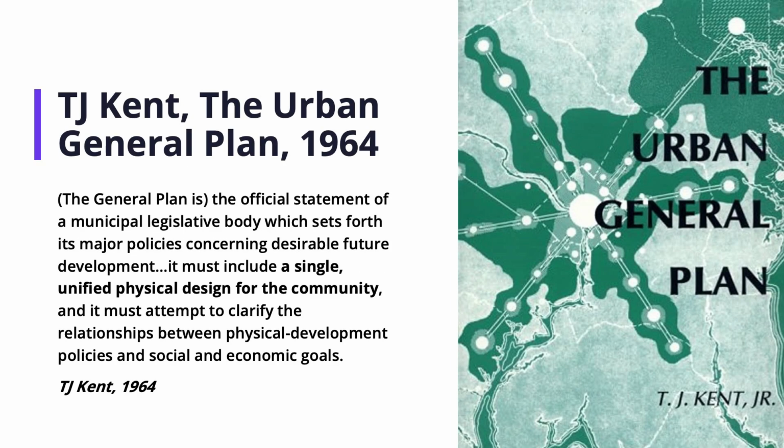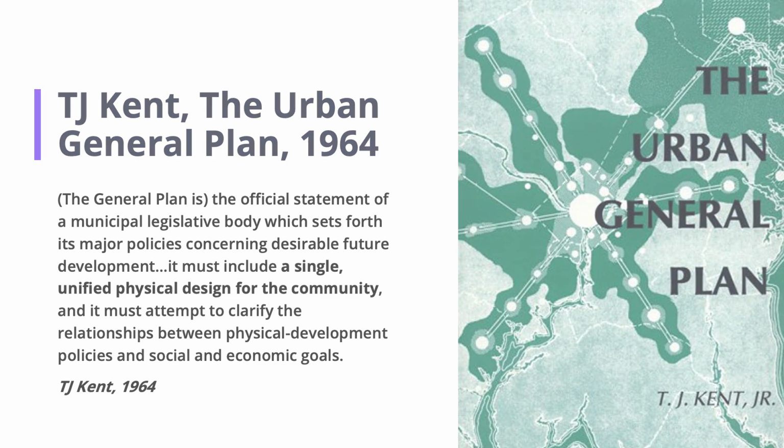T.J. Kent's The Urban General Plan, published in 1964, summarized the state-of-the-art of comprehensive planning in the post-World War II period. Kent called for the plan to be long-range, comprehensive in nature, focus on physical development, provide a policy guide for decision-making rather than a detailed implementation program, and also that it be developed through a top-down process with the City Council as a client, and there was limited public participation called for.